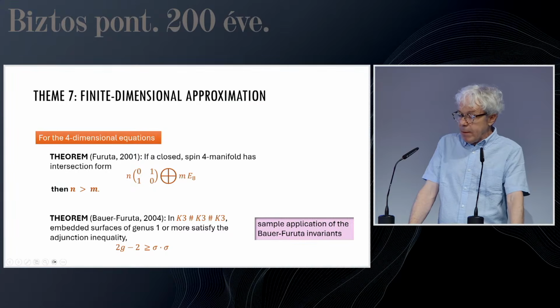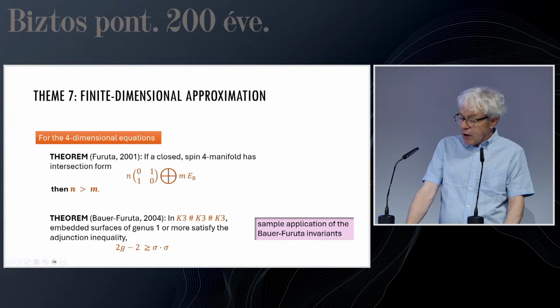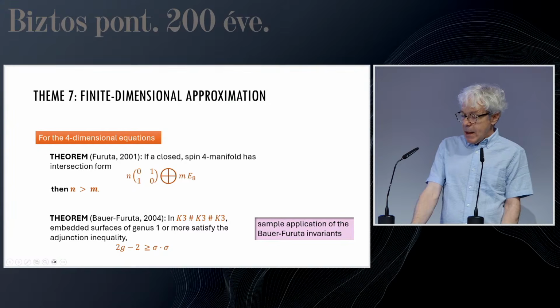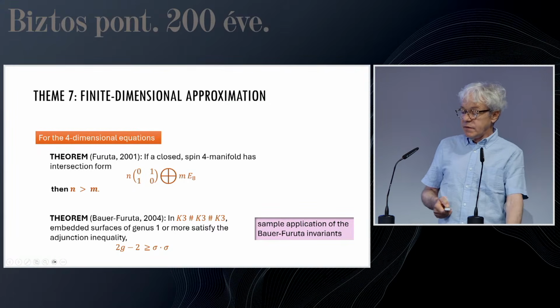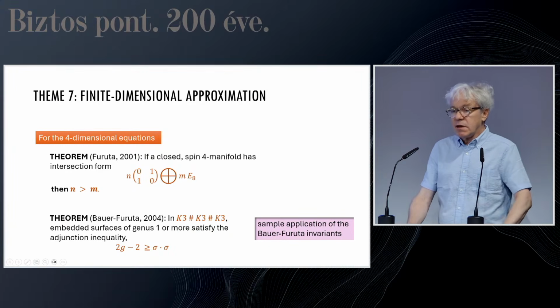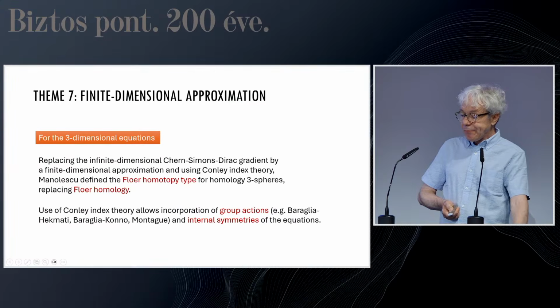Bauer and Furuta took this finite dimensional approximation idea and did some very cool stuff with it, defining refined invariants of four-manifolds. An example application is that if you take a connected sum of 2 or 3 K3 surfaces, then it's still true that embedded surfaces satisfy this inequality, 2g minus 2 greater than or equal to sigma dot sigma. Something which is notable because such a connected sum has trivial Donaldson invariants and trivial Seiberg-Witten invariants in the traditional sense.